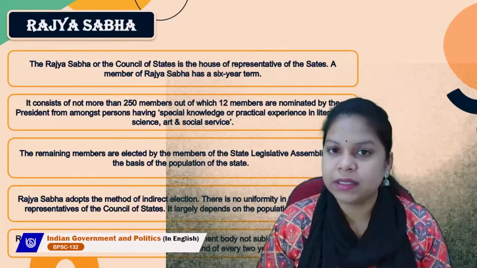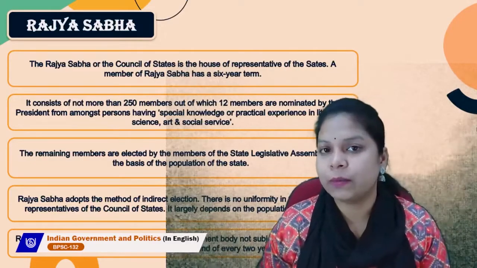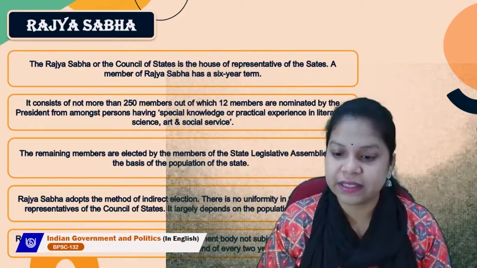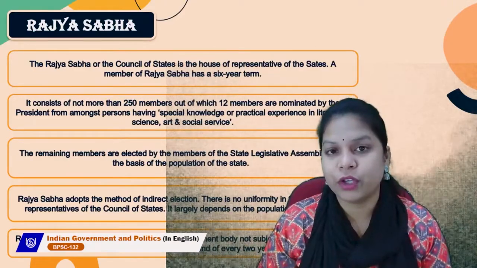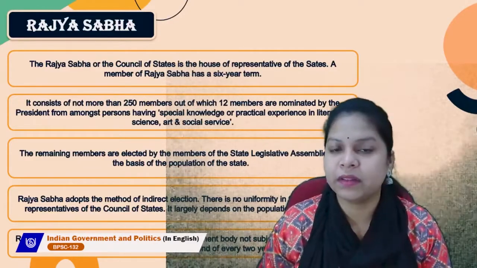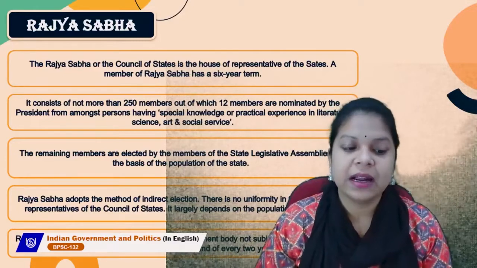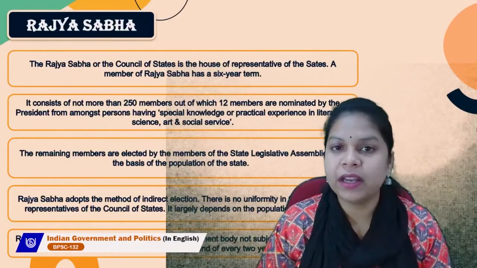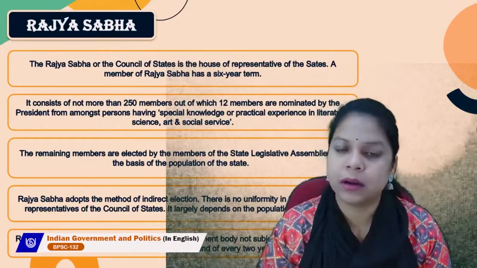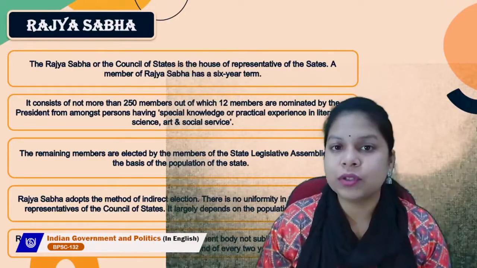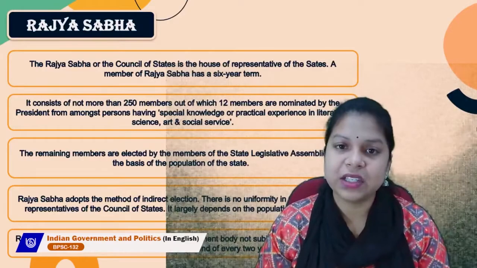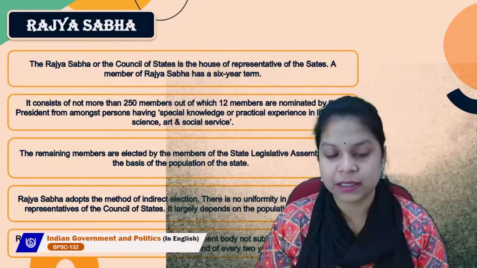So the remaining members apart from these 12 nominated members are elected by the members of the state legislative assemblies on the basis of population of the state. So the remaining members of Rajya Sabha are elected by the members of the state legislative assemblies. Rajya Sabha adopts the method of indirect election. As we learned that in Lok Sabha, we use direct elections to elect our member of the parliament for Lok Sabha, whereas the Rajya Sabha adopts the method of indirect election.